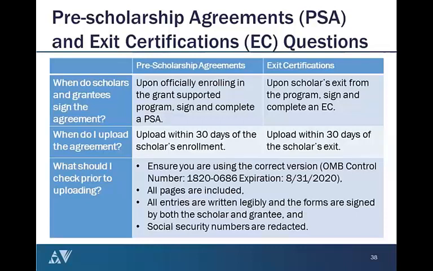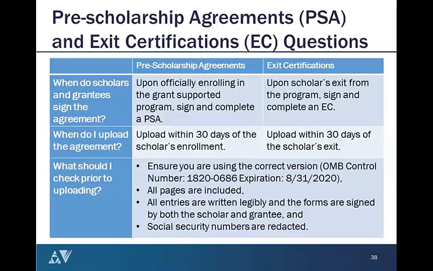For the pre-scholarship agreements, those should be completed as soon as that scholar is enrolled in the program. It should be signed and completed by both the grantee and the scholar. And the exit certification should also be signed and completed as soon as the scholar exits. Once they're signed and completed, they should very quickly be uploaded into the system. We give you 30 days from a scholar enrolling in the program to upload the pre-scholarship agreement, and then 30 days from the scholar exiting the program to upload the exit certification.